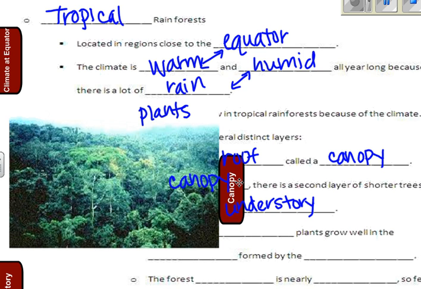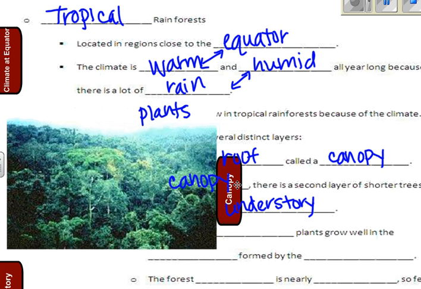We know that the trees are growing so tall so that they can actually get some of the sunlight that they need to go through photosynthesis to make their own food. There's so many trees that are so close together, they're really struggling to find the resources that they need to survive, and that's how you get that canopy that's growing all close together.